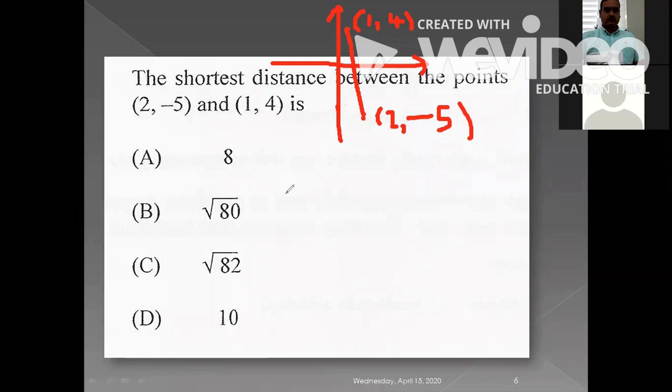So in other words, this question wants us to find the length of this line. Anybody remember the formula for finding the length of a line? That's the formula.